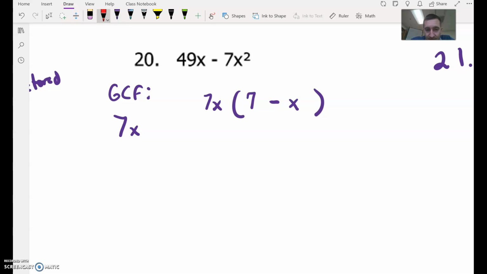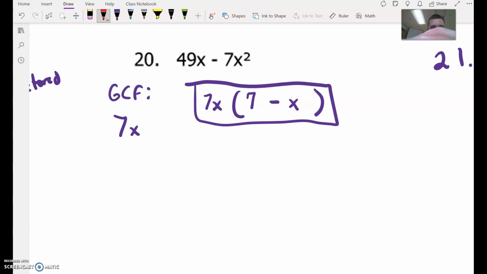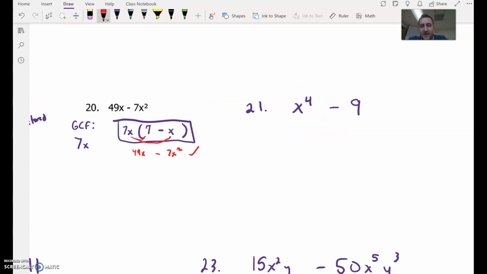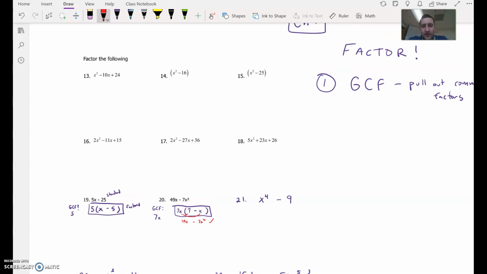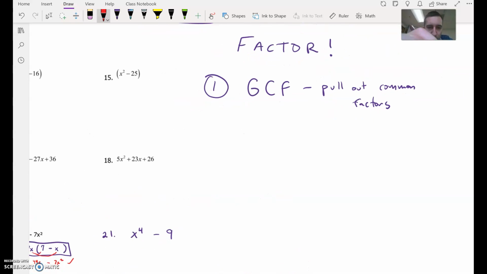Let's test this. I think that's the answer. I'm going to go ahead and box it because I'm pretty confident. But let's go ahead and check it. 7x times 7, 49x. 7x times x would be 7x squared. Is that correct? Yeah, it is. So that checks out. So that is the first method, the GCF method, greatest common factor. You're always looking to see if you can do that. You always try this first.